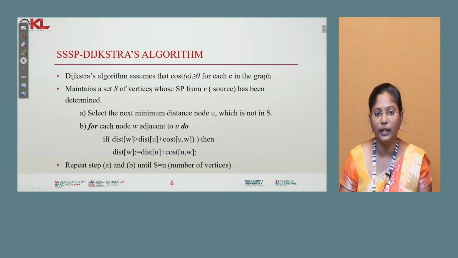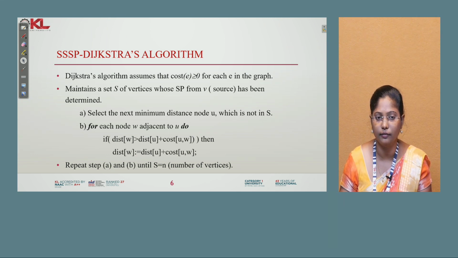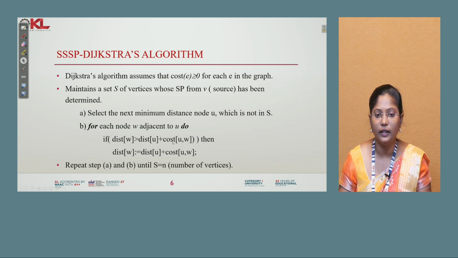So what are the steps we need to follow? First, the cost should be positive and greater than or equal to 0, and we have to maintain one set of shortest path vertices. Next, we have to find the minimum of all those vertices, and if it is not in the shortest path vertices, then we have to follow the relaxation property. Due to that we can find the distance of the vertex, and this process is repeated until all the vertices are visited.